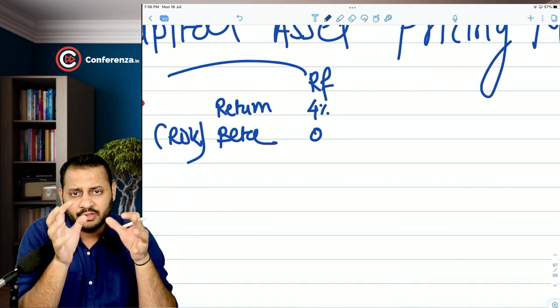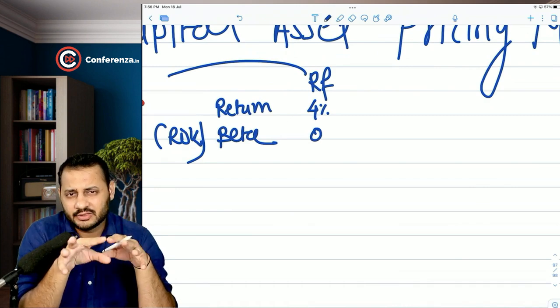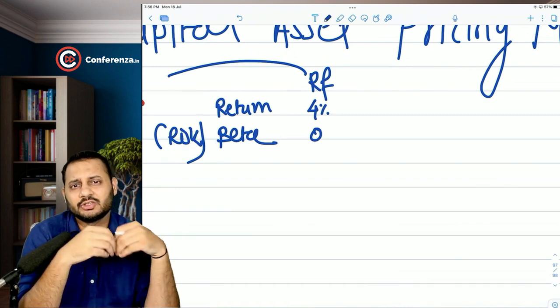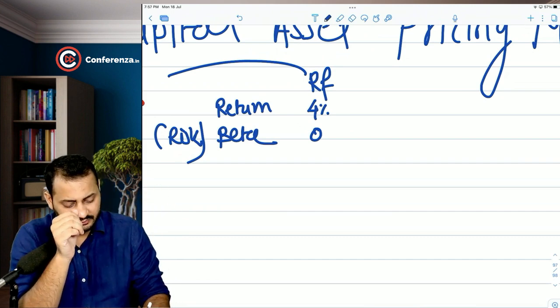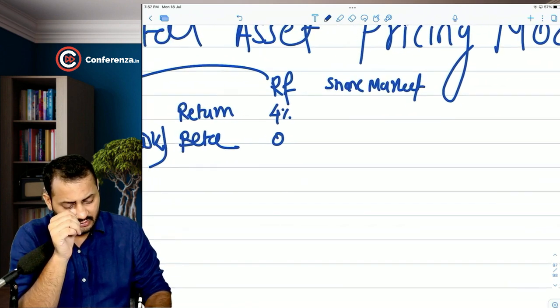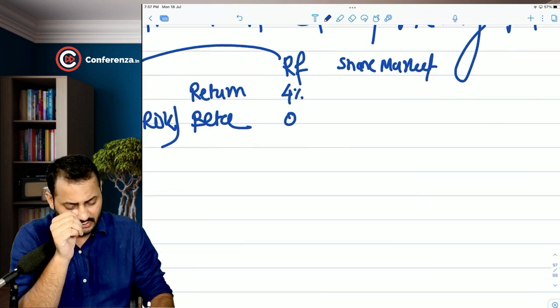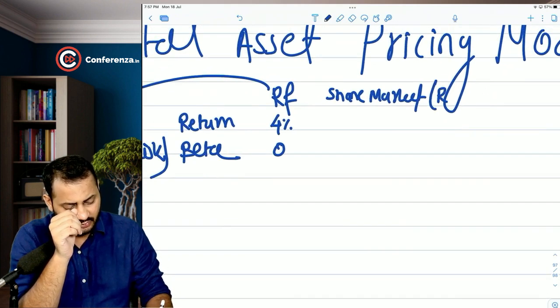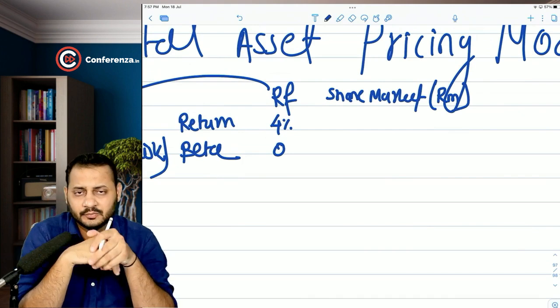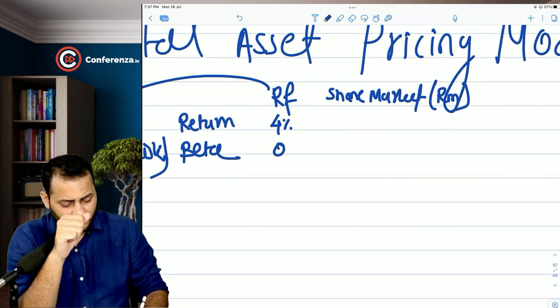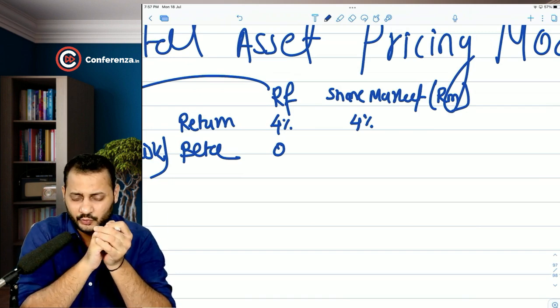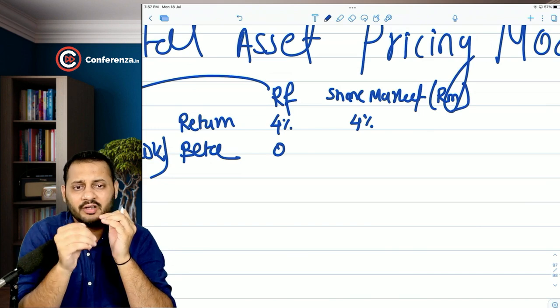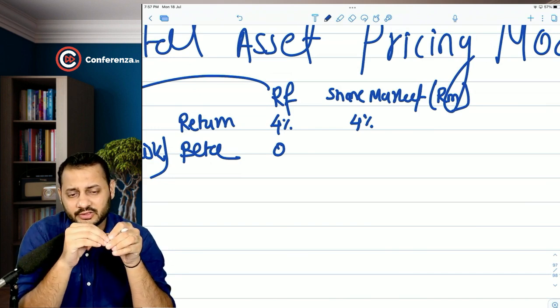Now, if I want you to shift your investment from the risk-free securities to little risky securities, and I request you to come to the share market, then tell me one thing. Let's denote the returns of the market as Rm. I will also give you 4% here in the share market. Will you come in the market and invest your money? No. First of all, you will never invest in the share market with 4% return.